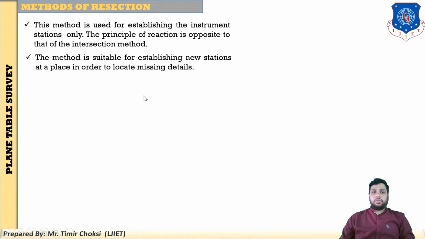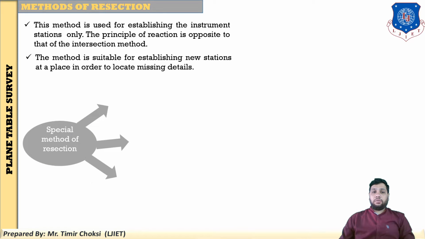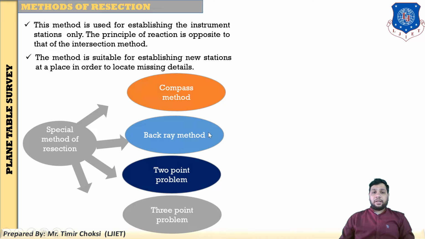So how do we establish the new station on the ground and on the drawing sheet? I will explain method by method. First, the special methods of resection. There are four methods of resection: one is the compass method, second the Becquerel method, third the two-point problem, and fourth the three-point problem. I repeat: compass, Becquerel, two-point problem and three-point problem. Let us start from the first method, the compass method.